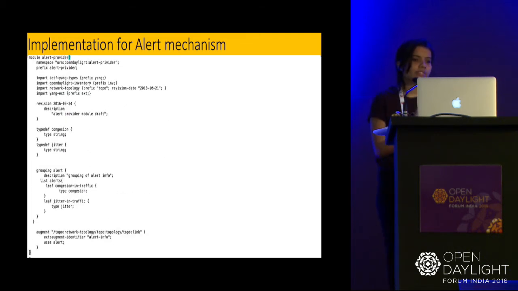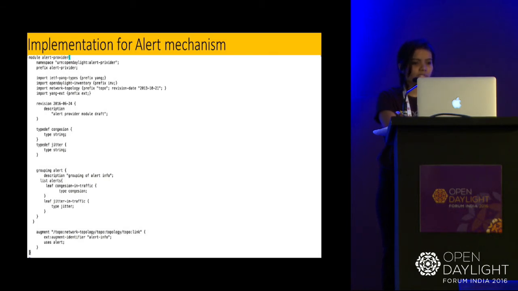Yeah. So this is basically our API design. As I said, we are using the YANG modeling language. You can see here I'm using some different structures, for example grouping. You are already aware that grouping is kind of a structure in C, so we can create our own data structure here. This alert is our new data structure, and in alert we have the list of alerts, which is nothing but the congestion in traffic and jitter in traffic.